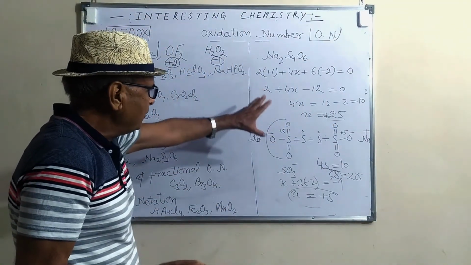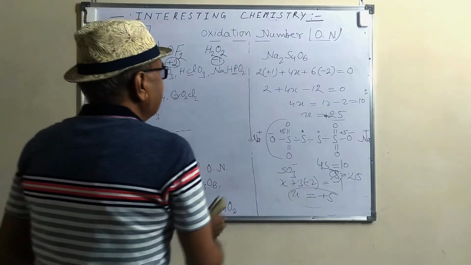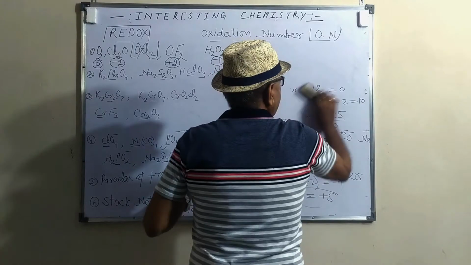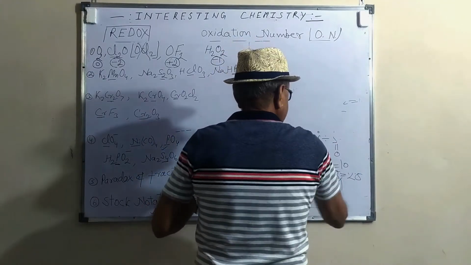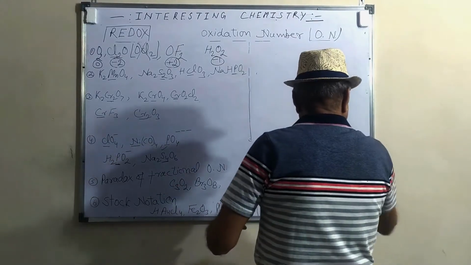Now I am taking another example. What is C3O2? It is carbon suboxide.